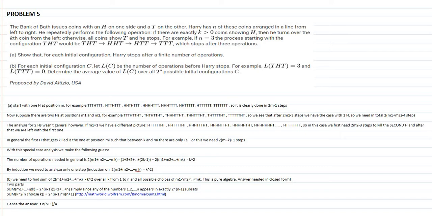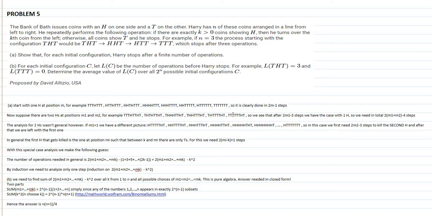Now, a little bit more complicated would be if we have 2 H's at positions m1 and m2. Here is one example. m1 is 4 and m2 is 7. So you have 2 H's at positions 4 and 7. Now you see that what happens is very similar to what we observed here, except that you don't start with the first T and turn it to H, you start with the second T and turn it to H.